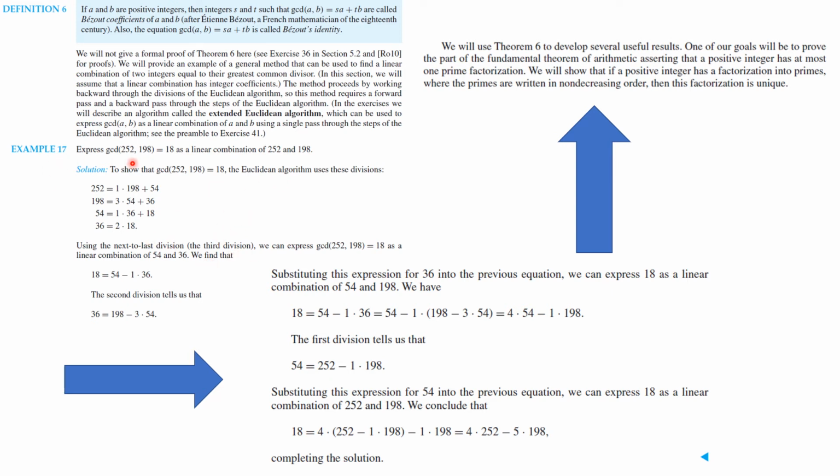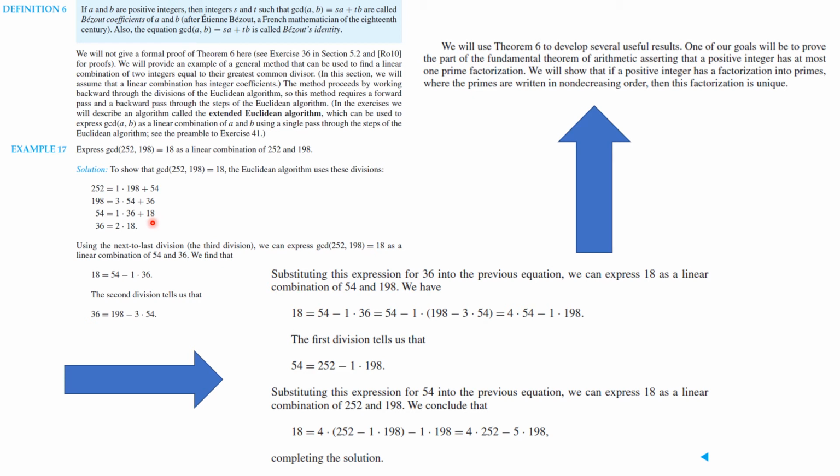Okay, so let's start with the GCD of 252 and 198 equals 18, and we could have worked through and found that that was 18, but I want you to express this as a linear combination of 252 and 198. So here's how we start. To show that this is 18, we use the Euclidean algorithm, and we go down here, we hit 0, and the last non-zero remainder was 18.